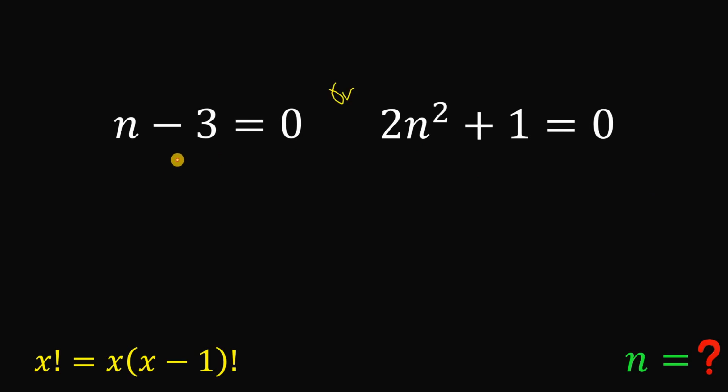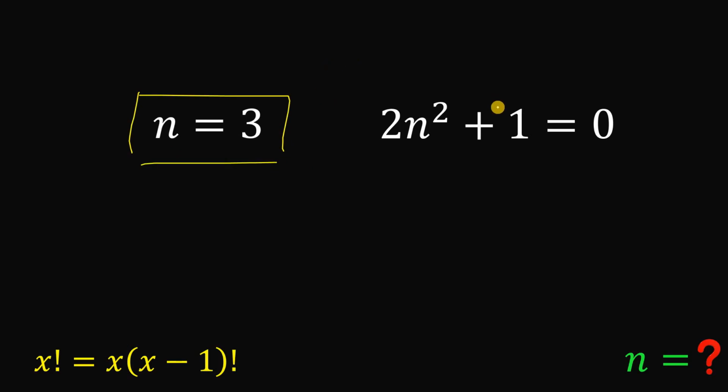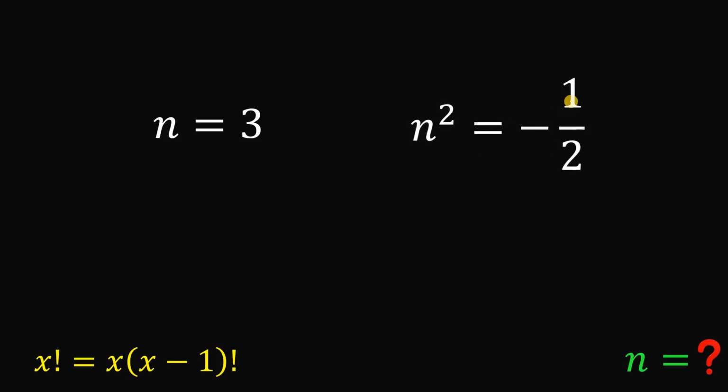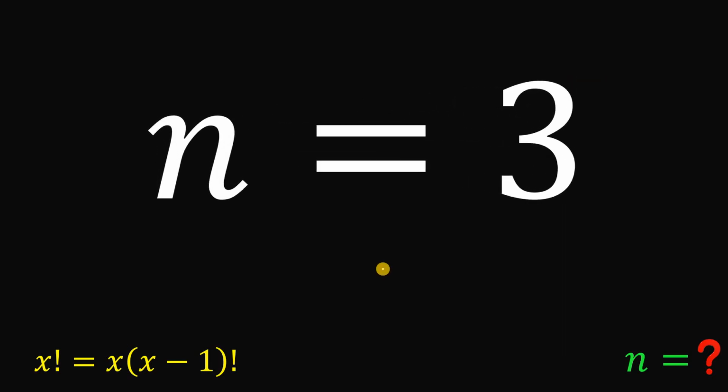Now, in the first case, let's solve for the value of n. So let's add 3 on both sides. And if we do that, we get n equals 3. This is a valid solution for n. Now, how about the other case? Let's subtract 1 on both sides and divide by 2. So n squared equals negative 1 over 2. Now, this is not possible because if we get the square root of a negative number, we get an imaginary number, which is not possible for n. Therefore, this case is not accepted. So the only value for n in this equation must be equal to 3.